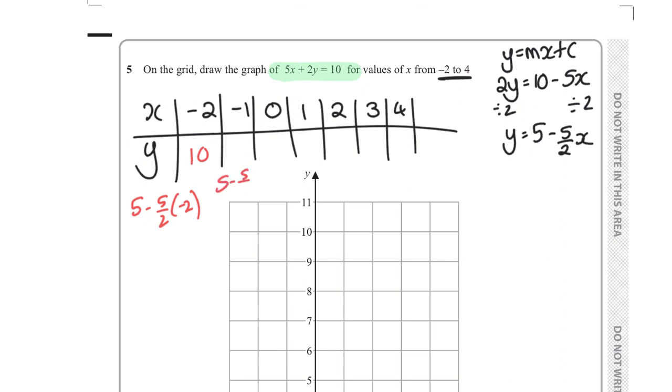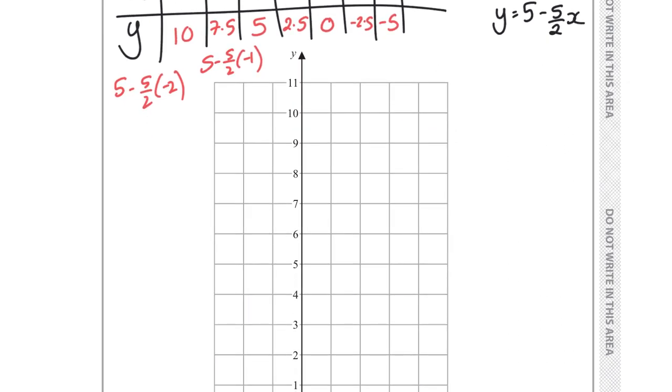You do the same with the next one, so 5 minus 5 over 2 times -1 to give you 7.5. You then do 5 minus 5 over 2 times 0, that just gives you 5. Now notice we are going down by 2.5 each time, so we can just skip this and do 2.5. This would be 0, this would be minus 2.5, and then this would be minus 5.